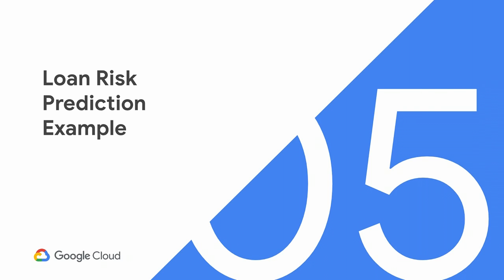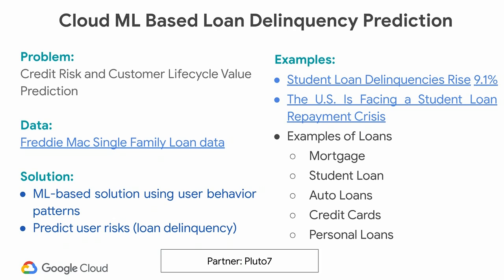So let's go through the first example, and then I'll turn over to Adam for the second example, loan risk prediction. This is a credit risk and customer lifecycle value prediction problem. The data came from Freddie Mac single-family home loans. The ML-based solution is using user behavior patterns, and we are predicting the user risk, which is the loan delinquency risk. So this is an example that is very relevant to cases like student loan delinquencies, which has been announced to have gone to 9.1% in some cases. The U.S. is facing a student loan repayment crisis. It can be repurposed to mortgage loans, student loans, auto loans, credit card loans, personal loans. The partner on this project has been Pluto 7.